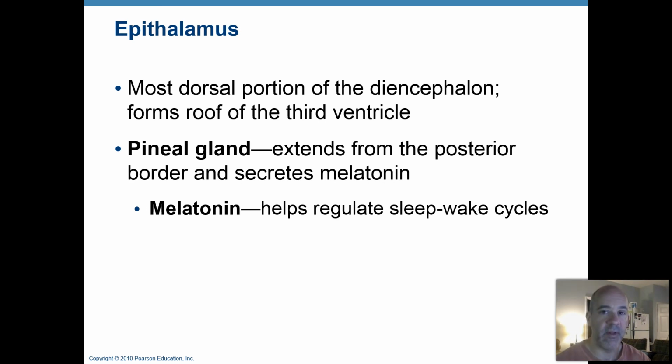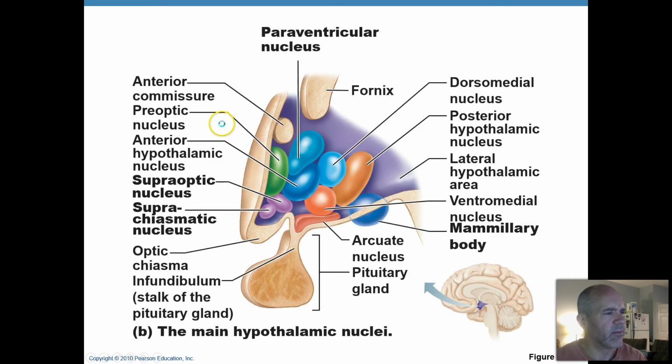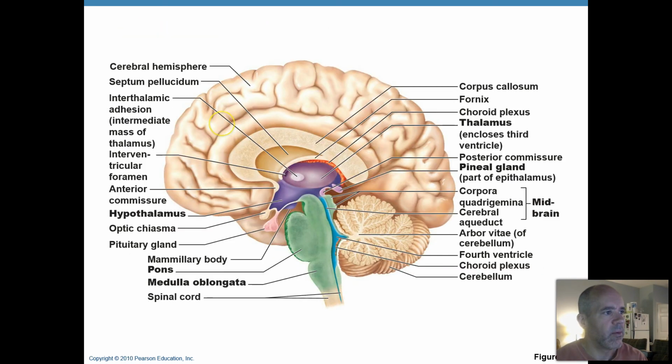All right, then the third area of the diencephalon is called the epithalamus. This is the most dorsal portion of the diencephalon. It actually forms the roof of the third ventricle. So let's see if we can go back to our picture over in here. So, over in this area, this is going to be your epithalamus. Epi means to lie over, so the epithalamus lies over the thalamus, which is right in there in that area.